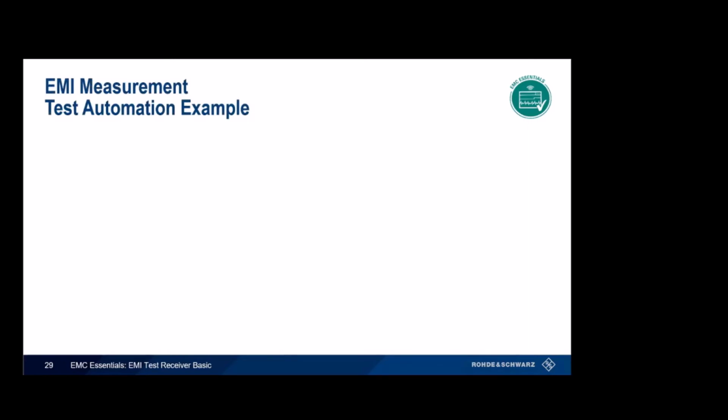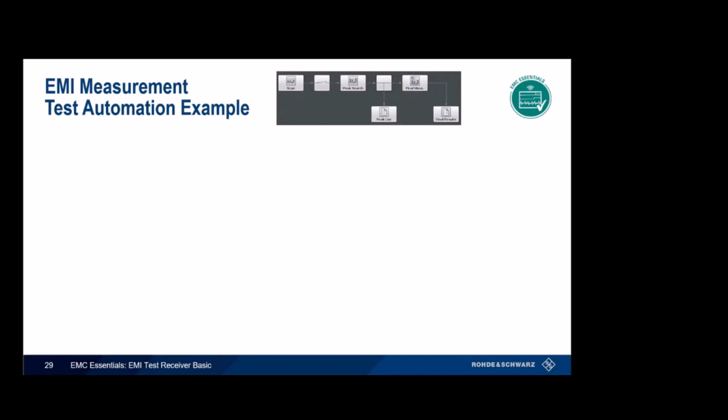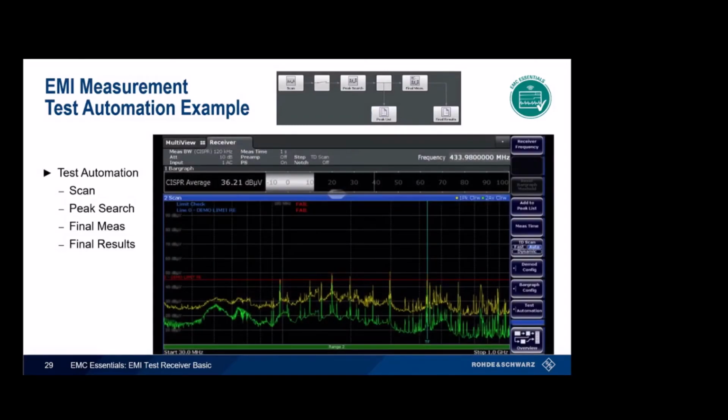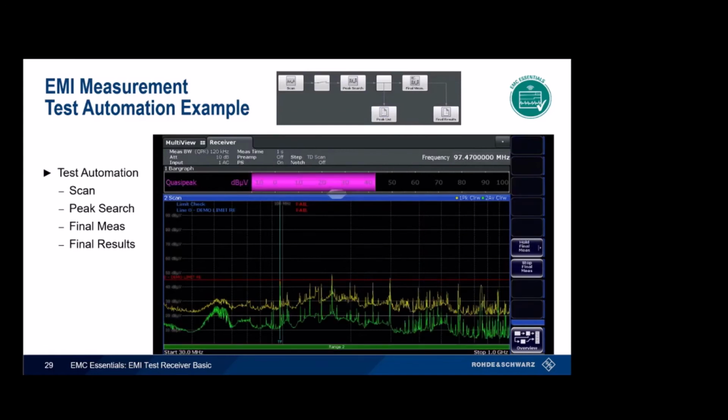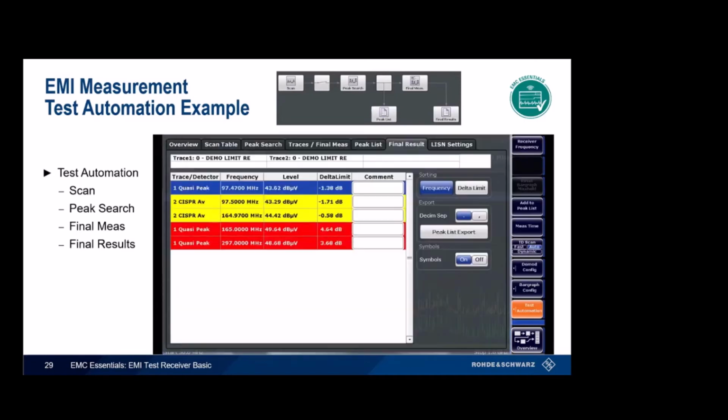Now, let's take a look at an example of a test automation. Starting with that automation diagram, we can see that in this diagram, we'll go through all the stages. Those stages are the scan, peak search, final measurement and final results. So we'll run a short video showing those. So here we just ran a scan, and now we're doing the final measurements in the bar graph mode on the peaks. Notice how fast it did the scan and peak search. And here is the final results.